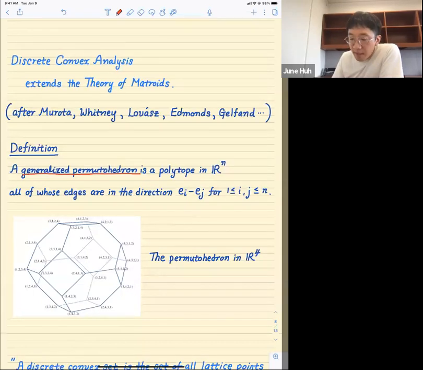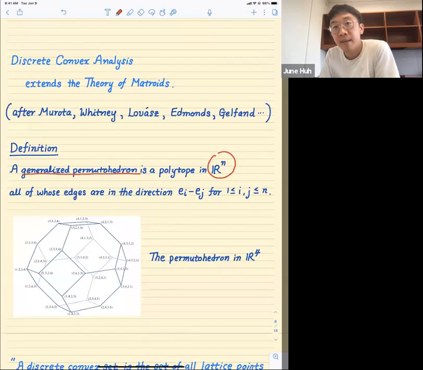So it's a polytope in R^n, all of whose edges are in direction e_i minus e_j. And here e_i is the standard basis vector of R^n. So these are the polytopes living in R^n, all of whose edges point to a root in the root system of type A. And this picture you see here is the picture of the permutohedron in R^4.